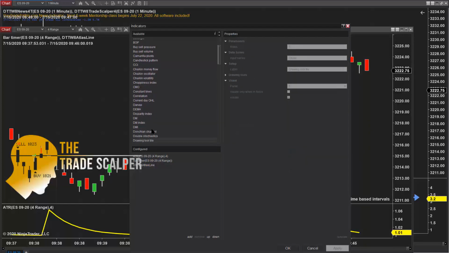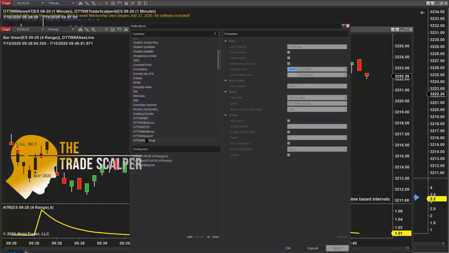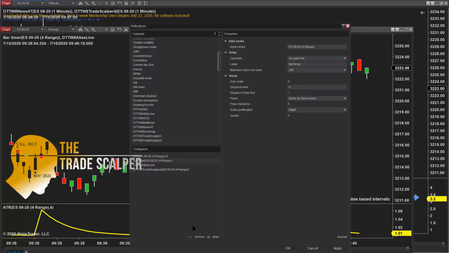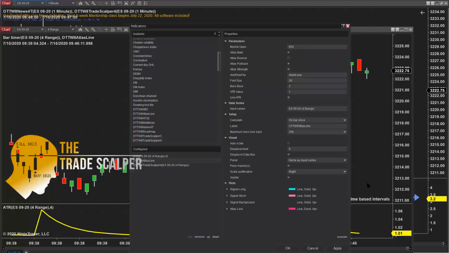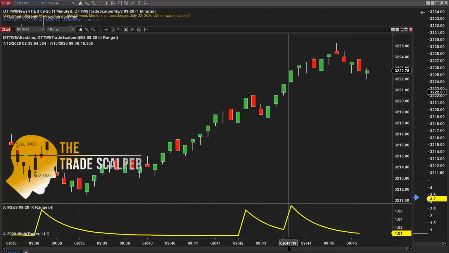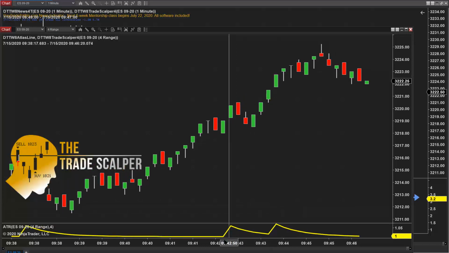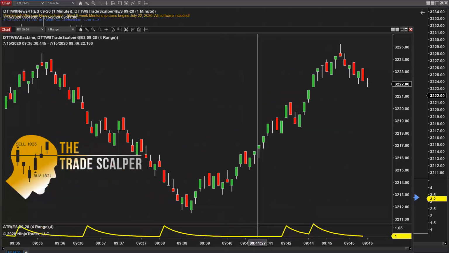I'll come here to the TradeScalper. I added it, and we can remove the bar timer. Bar timer is used more on a minute chart or a time-based chart, not a range chart. And we don't really need to use the ATR because every candle is exactly the same.